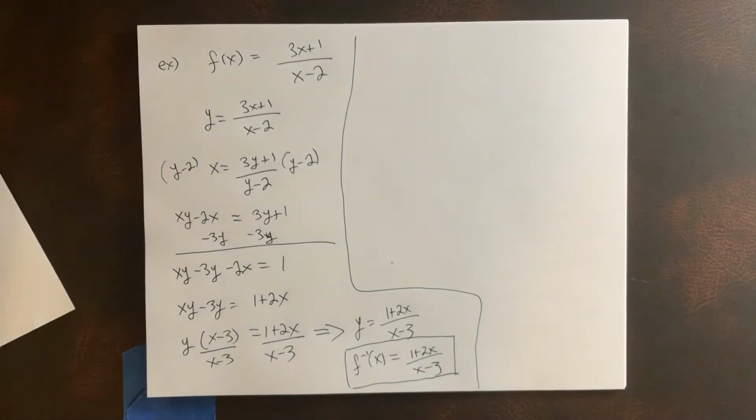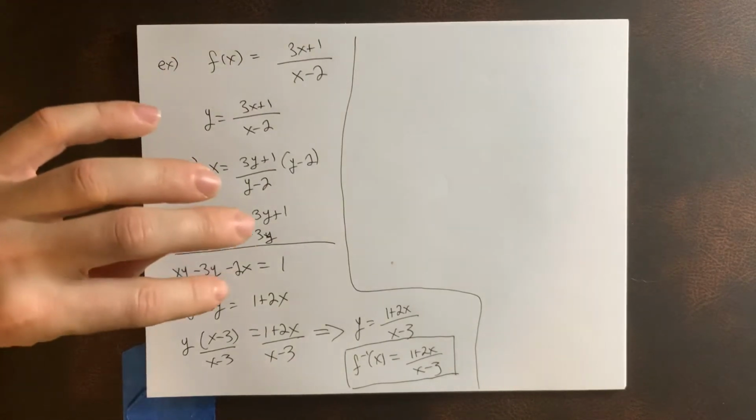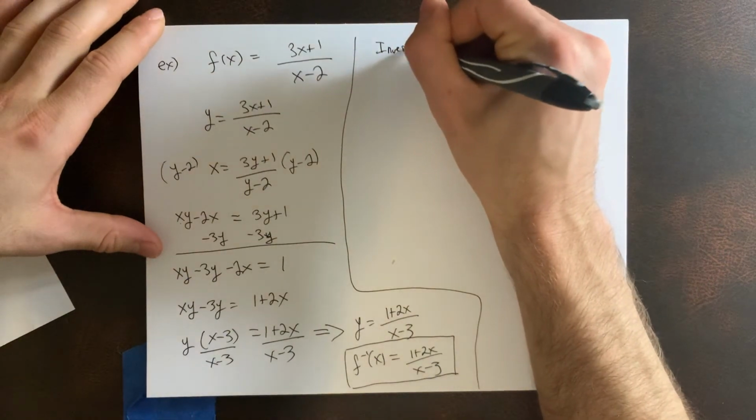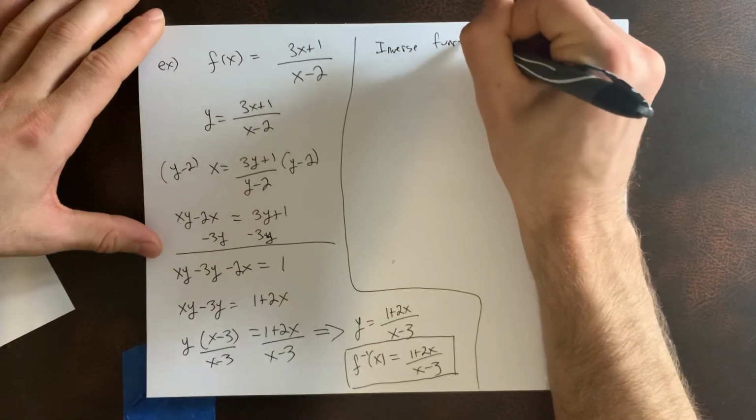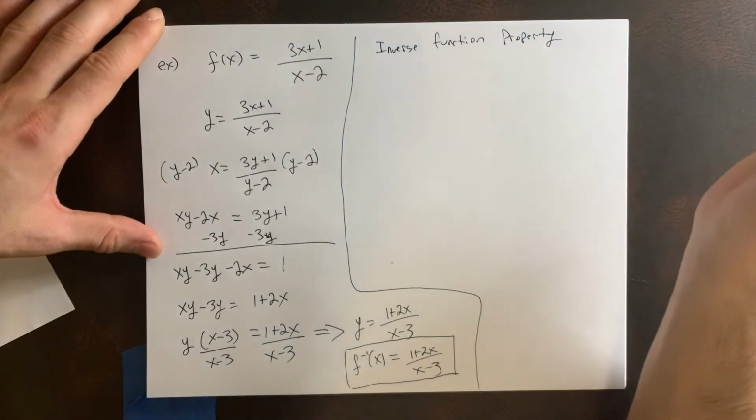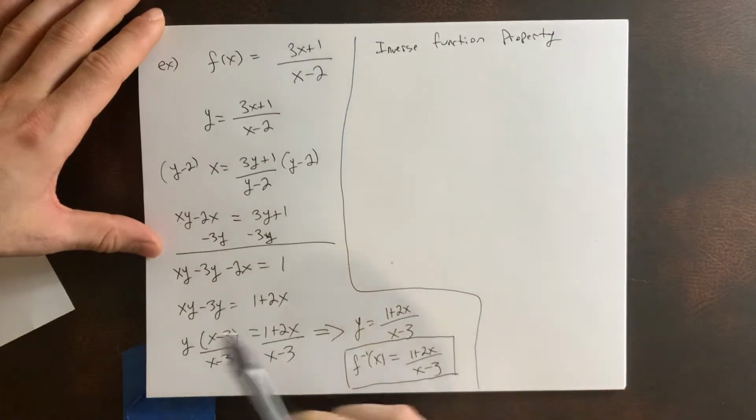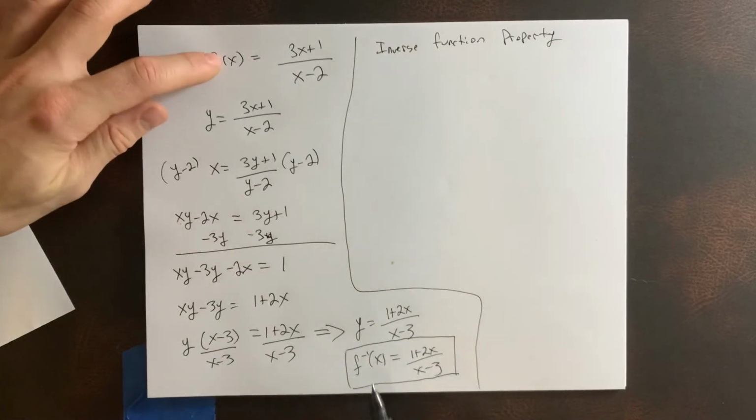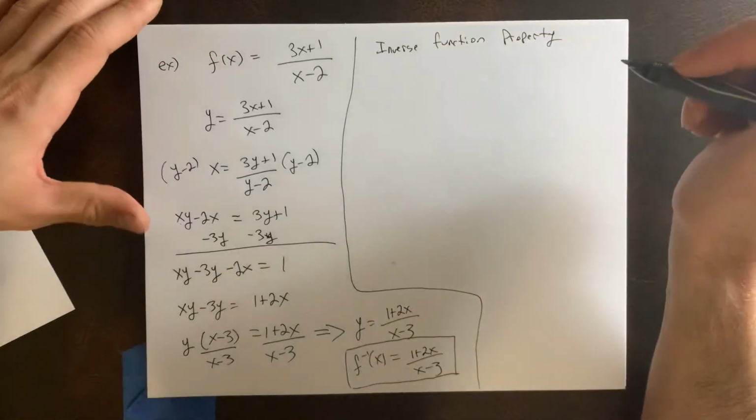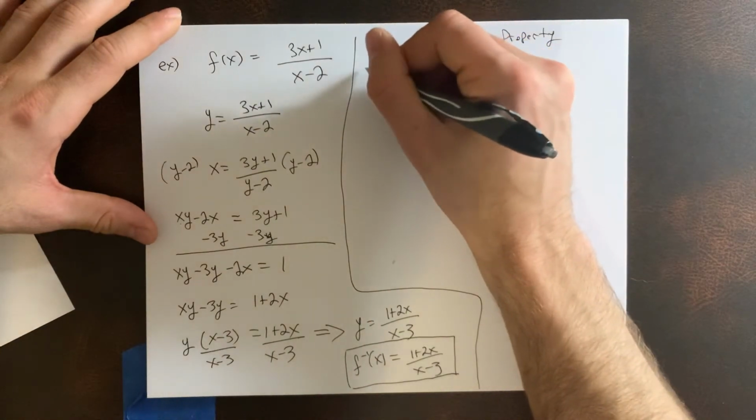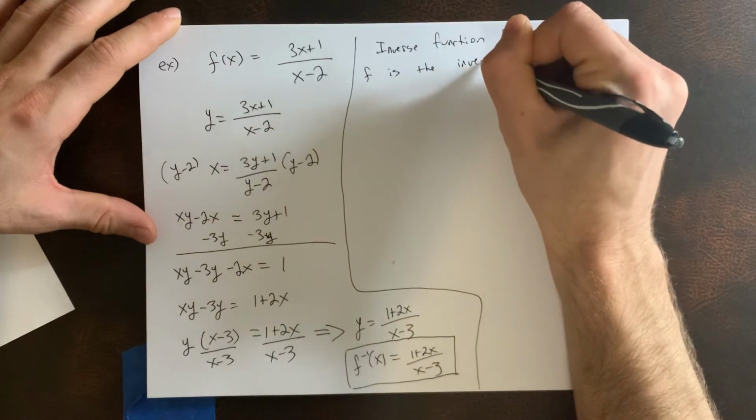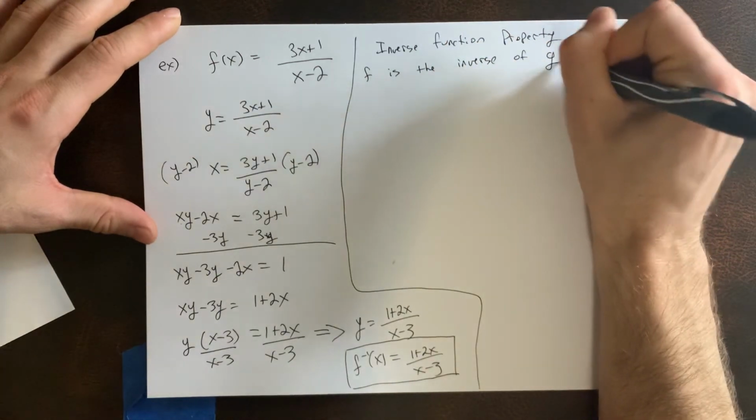Okay, so one way that we can check our work to see if we're okay is something called the inverse function property. So what the inverse function property says is that if we have two functions, so in this situation, let's say f of x is this, f inverse of x is this. So these two functions are going to be inverses only if this property happens. So say we have two functions f and g. So we can say f is the inverse of g.